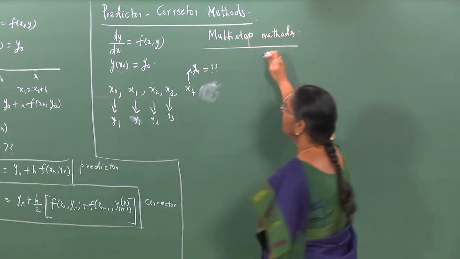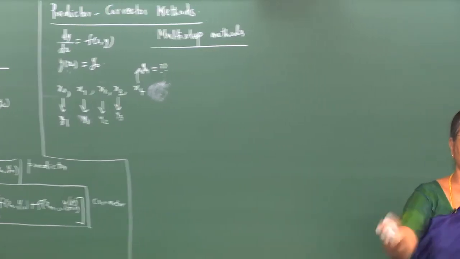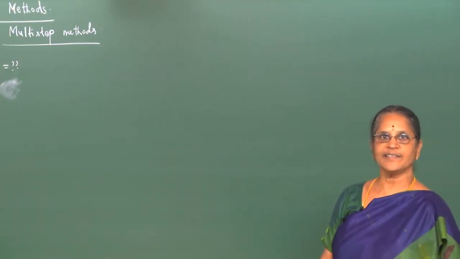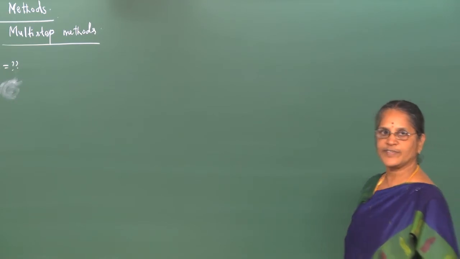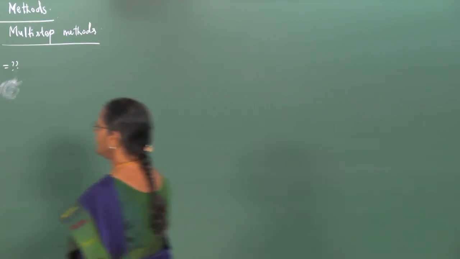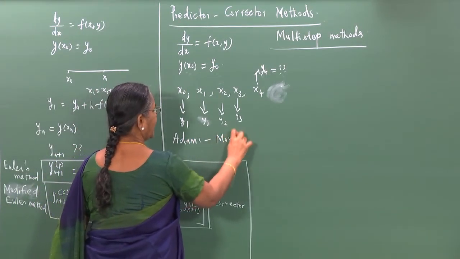Once we derive them, we can conveniently use these methods as predictor-corrector methods and obtain the solution of the given problem correct to the desired degree of accuracy. So, let us first derive what is known as the Adams-Moulton predictor-corrector method.